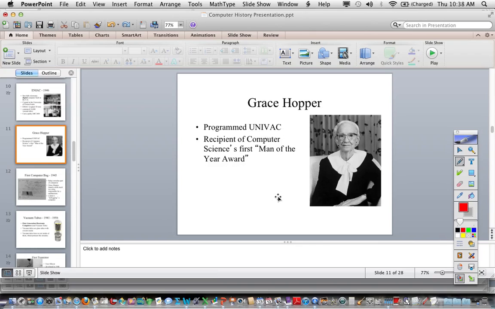The UNIVAC was, again, the same situation. The University of Pennsylvania created the ENIAC. Those guys that created that patented it, and then they went off to make their millions. They built their own company, and they built the UNIVAC, which was basically the next version of the ENIAC. The first one they sold was to the government, to the U.S. Census Bureau, to do census data. Okay, so that was a UNIVAC, and she was instrumental in that.